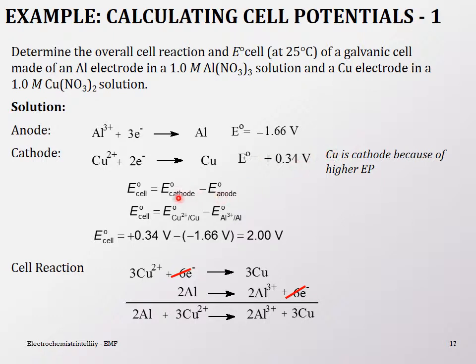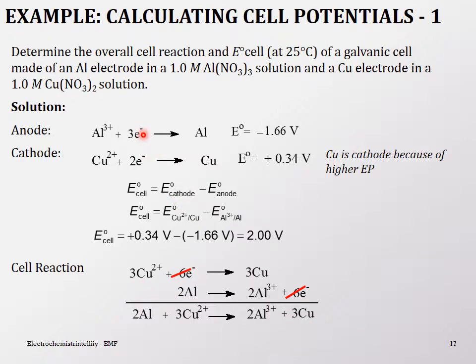So now we can set up our equation. Our E cell is cathode minus anode. So then our cathode here is going to be the copper, which is positive 3.34. And then our anode here is going to be the aluminum, which is negative 1.66. So here negative, which means minus, and then the negative value here, which means the E cell for this is 2 volts.